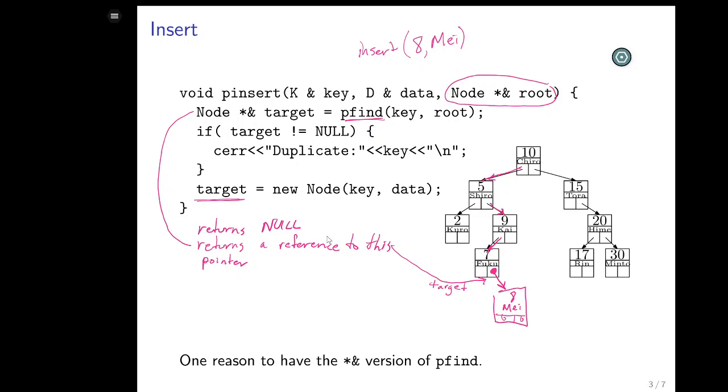Well, there is some technical reason why I'm doing it. The technical reason is that I really do want to be able to pass it into my find function as a reference to a root pointer. So the type of this argument should be the type of argument that I'm expecting in my pfind code. So that's a technical answer to why I did it.